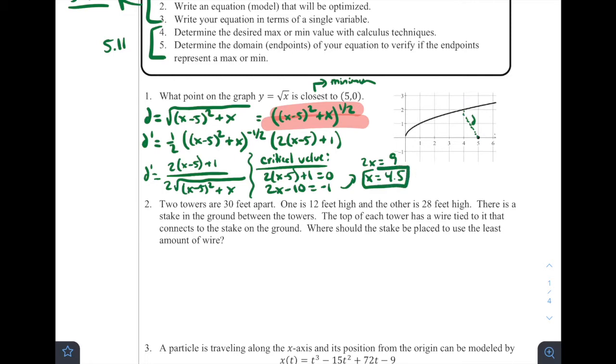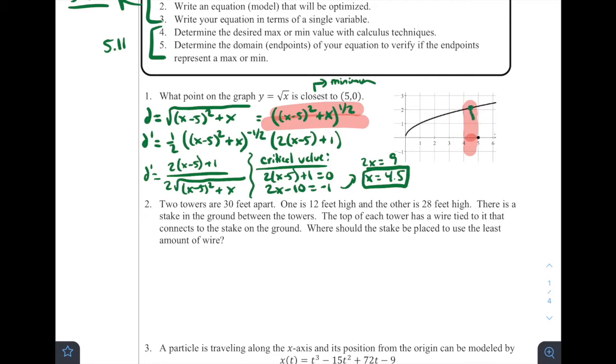It's the only place that there can be a maximum or a minimum. So because of that, this must be the minimum for this. This must be right when x is 4.5. I'll erase what we've got right here, but right when x is 4.5 at this point right here, that is going to be where the minimum occurs.